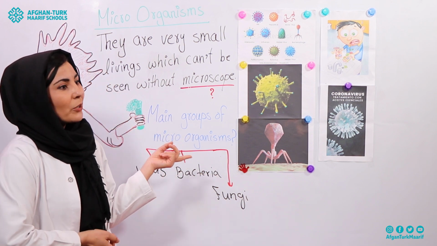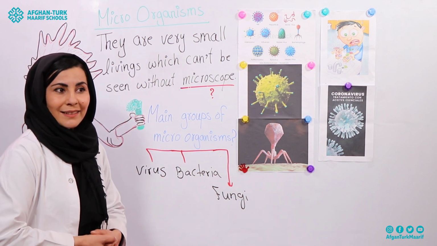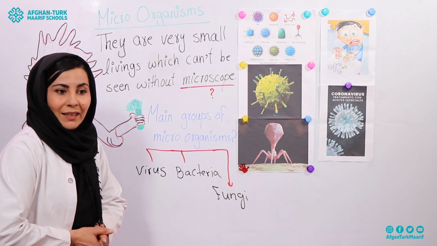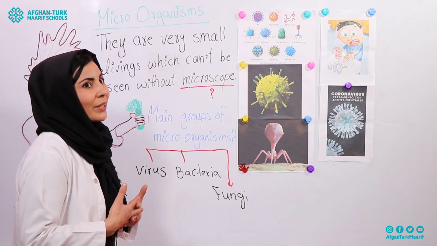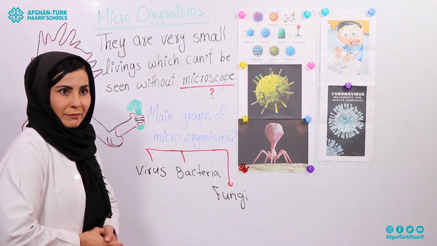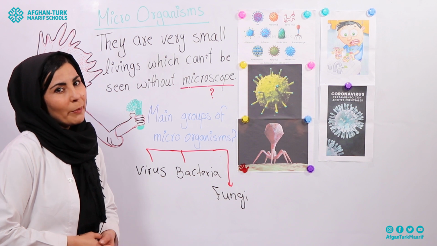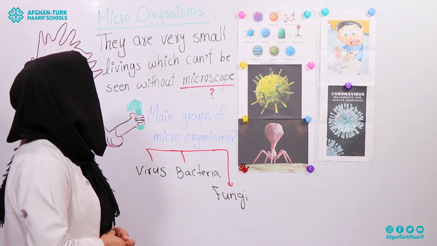The definition of microorganisms. Microorganisms are very small living things which cannot be seen with our naked eyes. We cannot see them with our eyes without a microscope. So, what's a microscope? A microscope is an instrument by which small things can be seen.